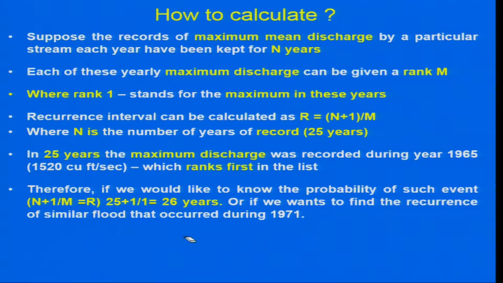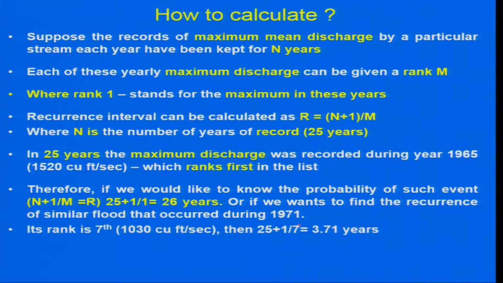Now, for example, take another event, like 1971, remember the previous slide. The discharge was around 1030, and that was ranked 7th. So, we have 25 plus 1 by 7. The recurrence of a similar event will be at a time gap of 3.7 years.